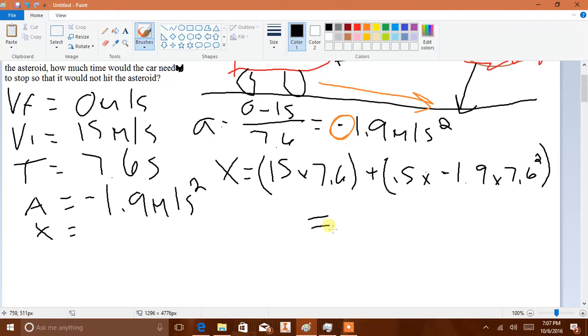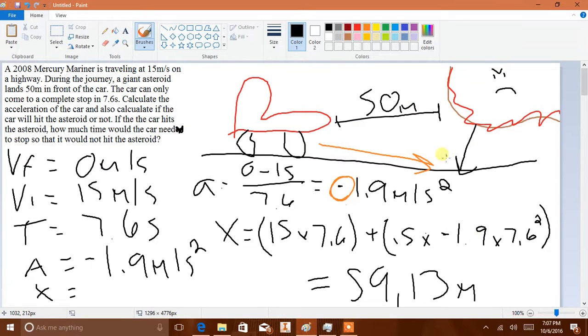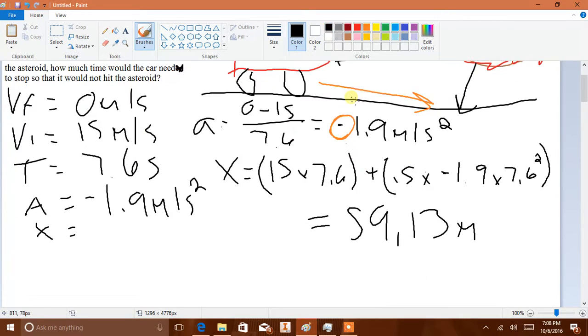Throw this in your calculator, do your math skills. We're in physics, we should all be pretty proficient in math here, and you end up getting 59.13 meters. Now there is an issue with this because this asteroid landed 50 meters in front of the car. So the issue is he went an extra 9.13 meters and couldn't stop in time. He just basically crumbled into a ball of car, and was done.